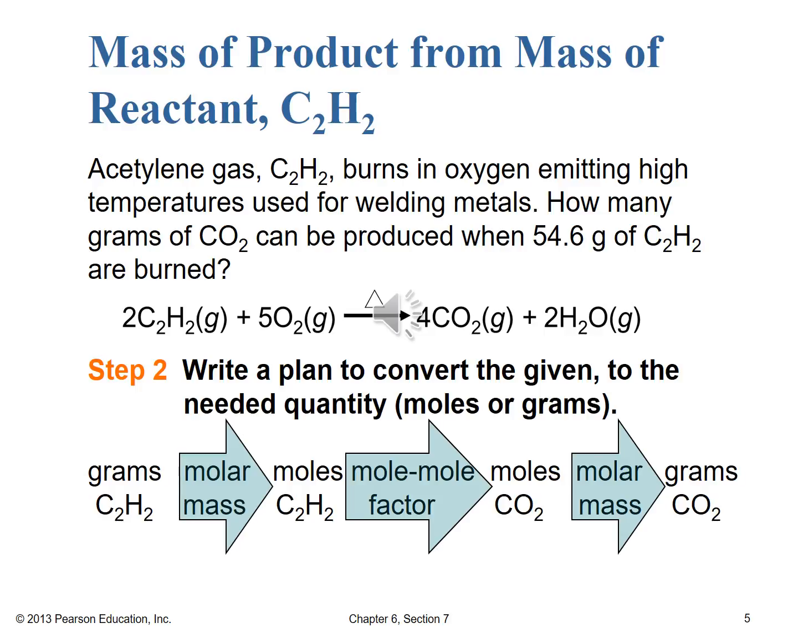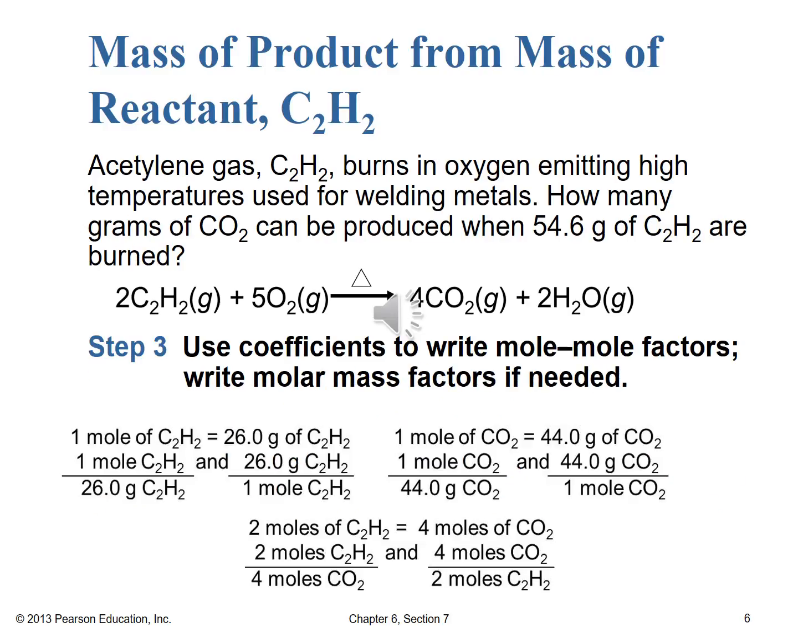Then we'll be able to find the moles of C2H2 that 54.6 grams of C2H2 corresponds to. We'll use the mole-mole factor here from the balanced chemical equation to convert moles of acetylene into moles of carbon dioxide, and then finally use the molar mass of carbon dioxide to go from moles CO2 to grams of CO2, which is ultimately what we want.